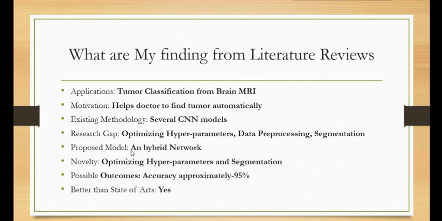So what is our proposed model name? I have named it a hybrid network. And what is the novelty? I will optimize the hyperparameters, and I will use segmentation. That's why I have mentioned a hybrid network. That means I will use deep learning with optimized hyperparameters and segmentation.